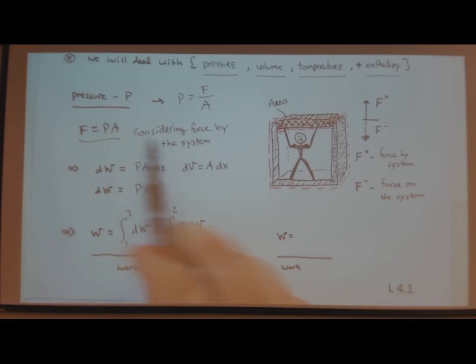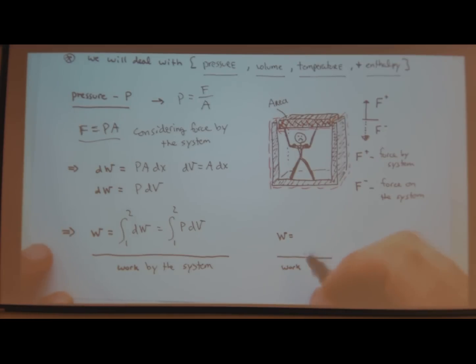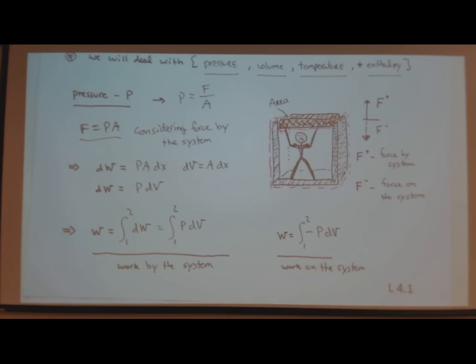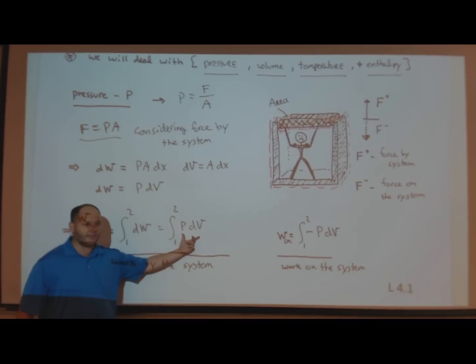If you notice, I started with F considering force by the system. I did all this, and I have no minus sign here. This is work by the system. Now, the way we've written out the first law in definition, we put a minus W, right? So we were looking at work on the system. So that just ends up being the integral from state 1 to state 2 of minus P dV. And I could put my subscripts, work by, same sign convention as we had earlier.